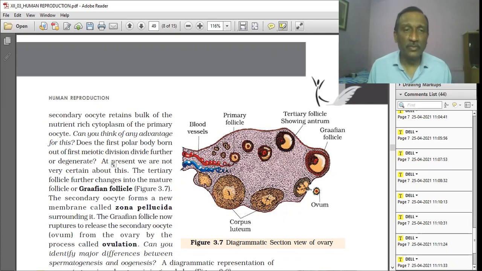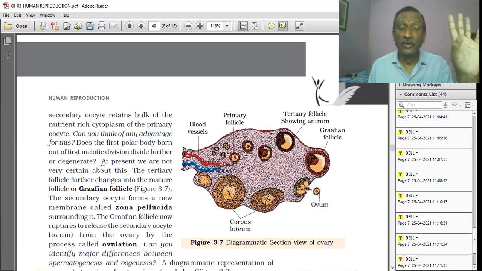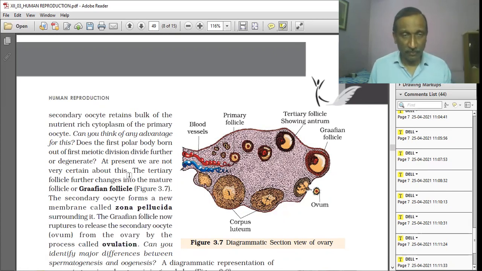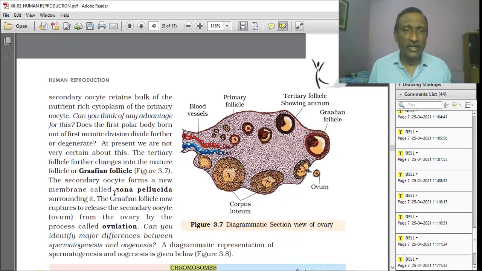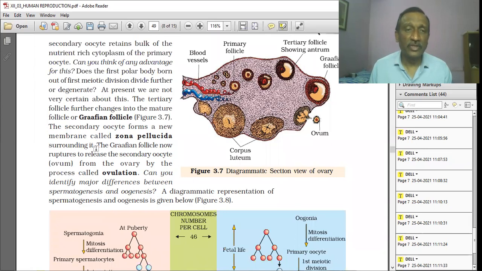Does the first polar body born out of the first meiotic division divide further or degenerate? We are not certain about it. कम से कम इस बुक में तो आपको एग्जाम में आता आंसर यही लिखना, we don't know anything about polar bodies. Okay, at present we are not very certain about this. The tertiary follicle further changes into mature follicle or Graafian follicle, and the secondary oocyte forms a new membrane called zona pellucida। अब इसने अपने चारों तरफ एक layer बना ली, इसको कहेंगे zona pellucida.